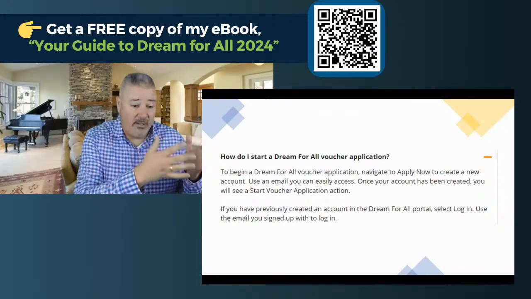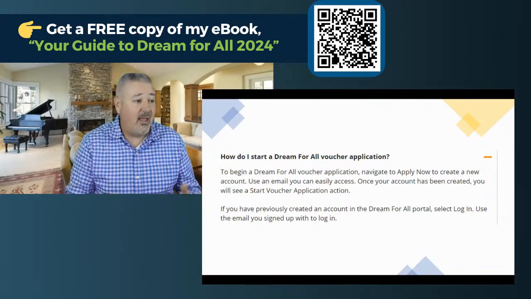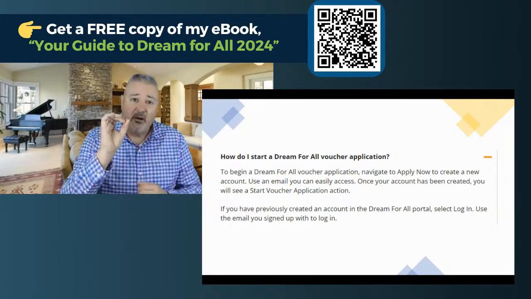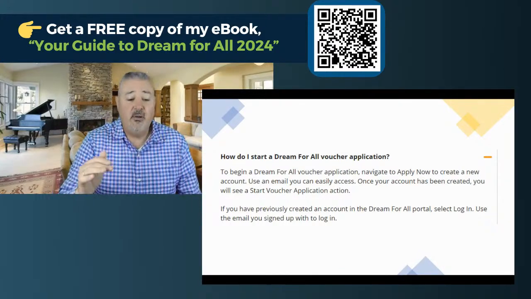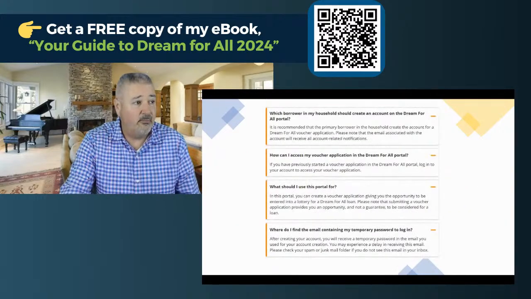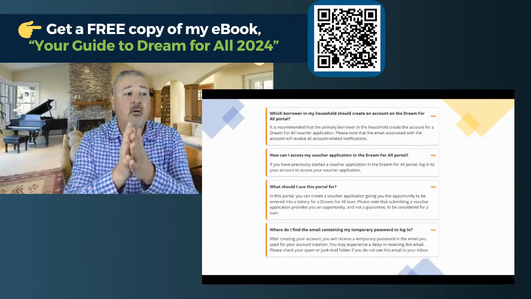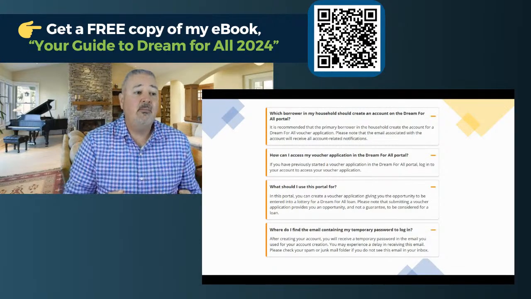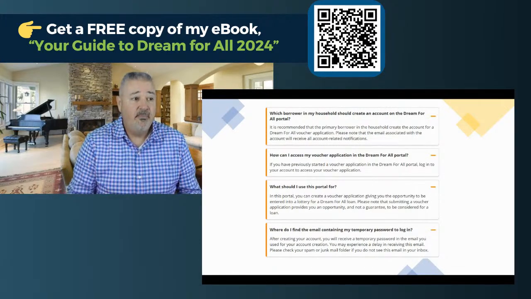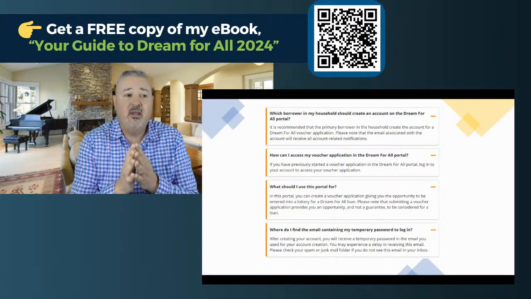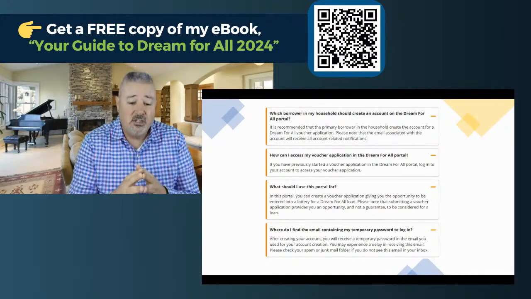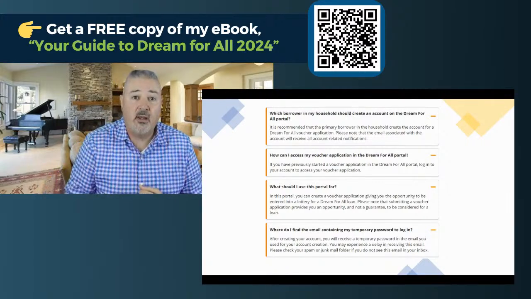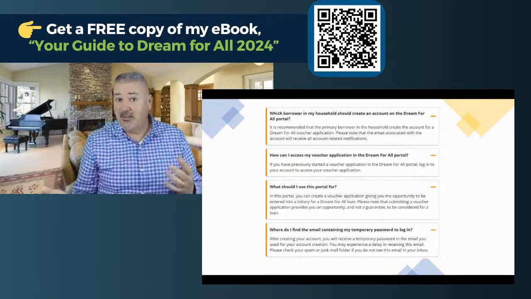Clearly, they're telling us to begin the voucher process, navigate to apply now. If you previously created an account, so once you create your account the first time, and I'll show you how to use that, then use the email address that you originally logged in on. That one's pretty simple. All right. Which borrower in my household should create an account for the Dream for All portal? It's recommended the primary voucher do it, and the email associated with the account will receive all notifications. That's critical. First thing, you're going to get notifications that might ask you to upload more documentation or notification that you were selected.